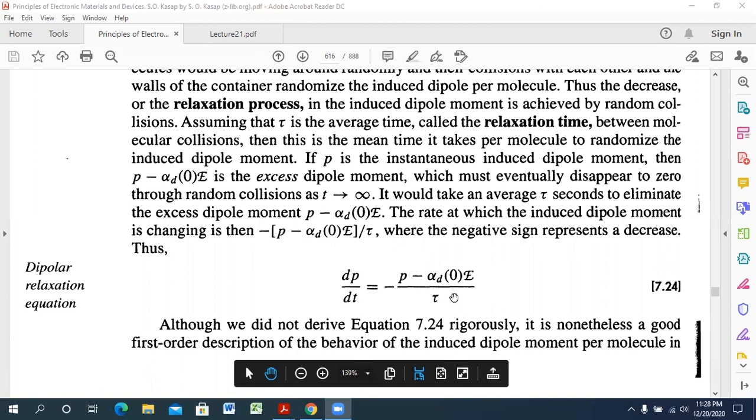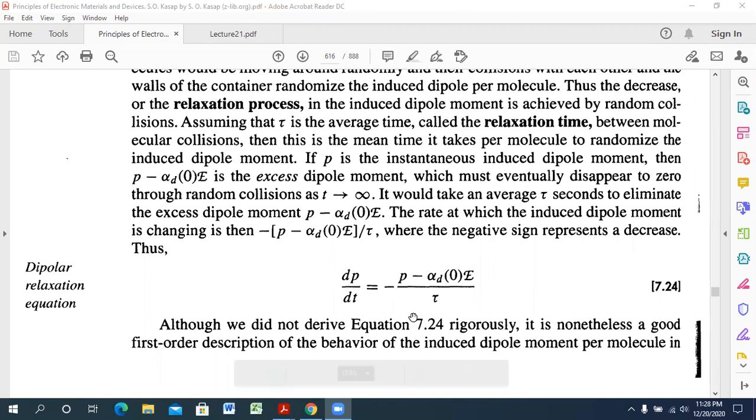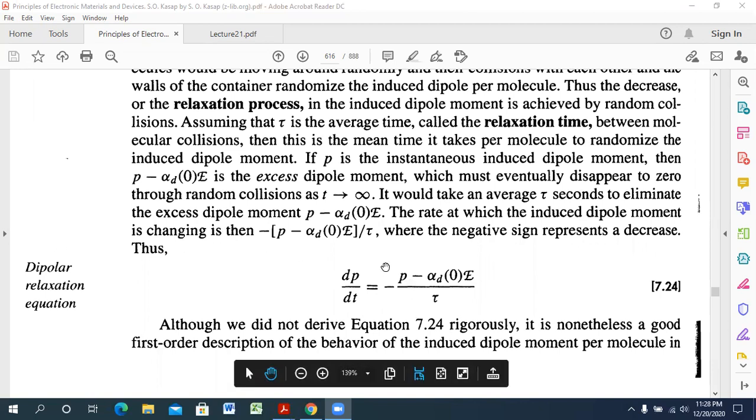where this tau is defined as the relaxation time. That means the time required to be relaxed. Also, this minus sign means that it is defined as the reduction of the polarization, nothing else. Okay, so this equation is known as the dipolar relaxation equation.